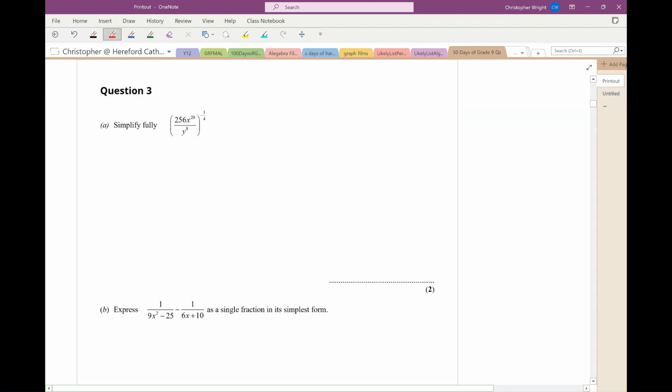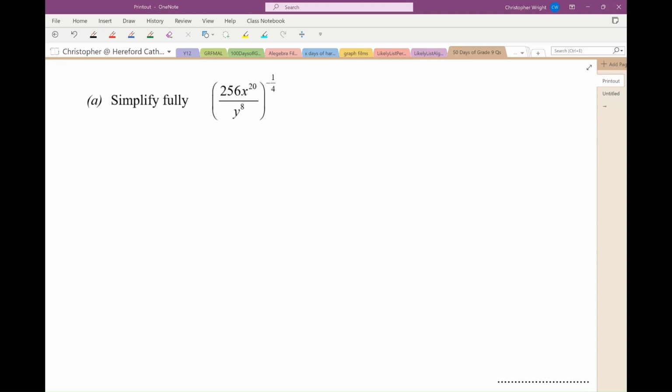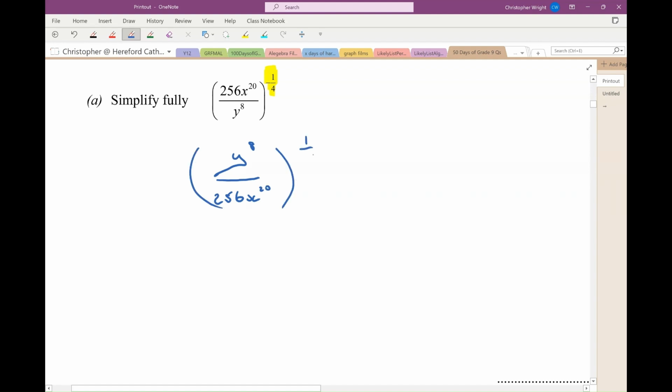Question 3. Right, let's look at 3a first. I've got to simplify this algebraic fraction here. Now, first of all, I see it's the power of minus a quarter. So the first thing I'm going to do is flip the fraction over, and now it will simply be to the power of a quarter. So that's made things simpler already.